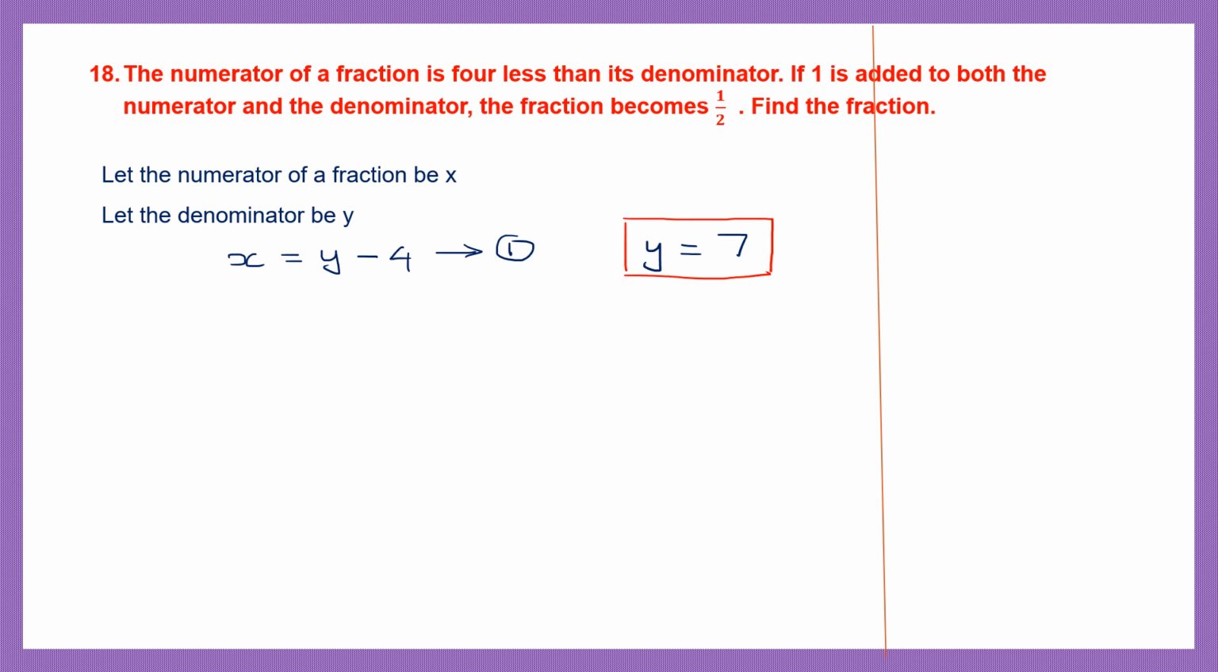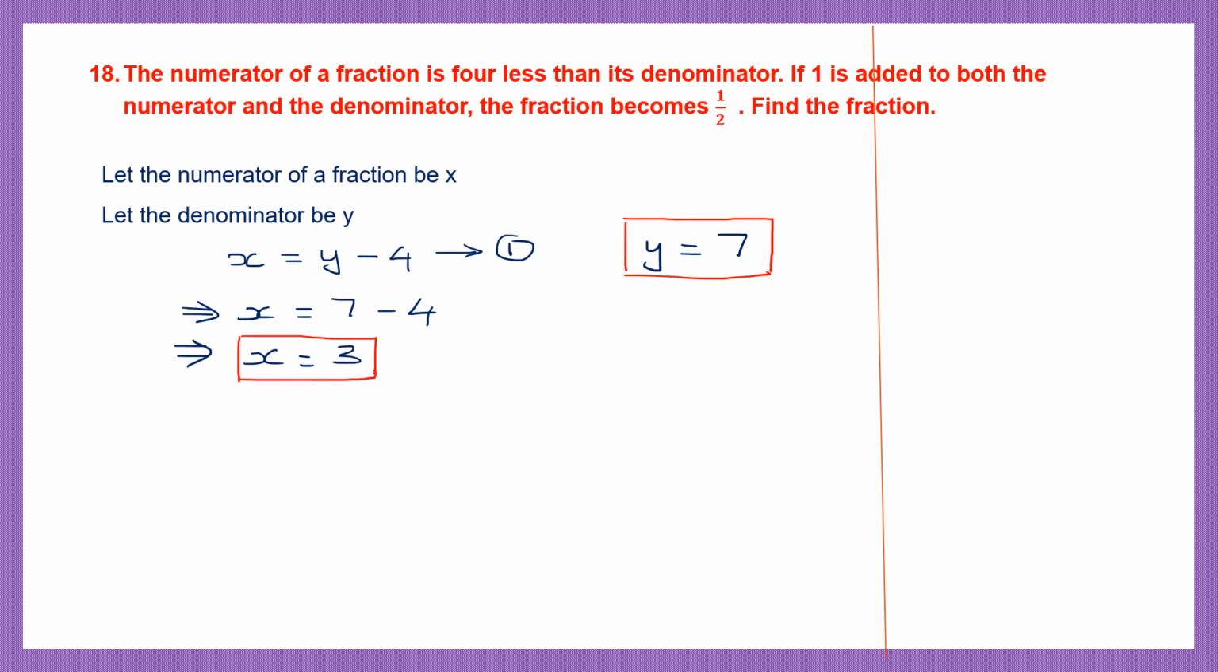Now that we have found the value of y to be 7, we are going to substitute that value in this equation. So we can use this equation, and instead of y, we are going to write 7. So x is equal to y minus 4, that is 7 minus 4. So we have found the value of x also. X is equal to 3.